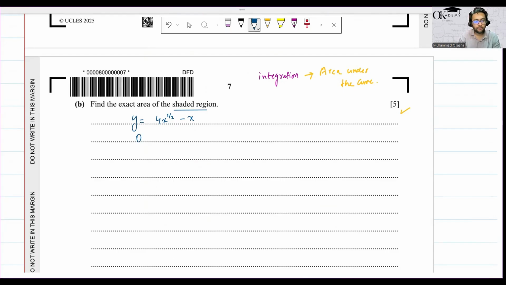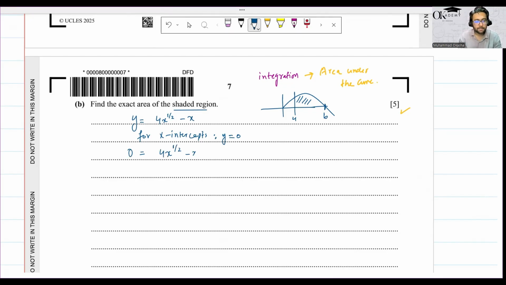So for the x-intercept, we know that this is a, which was 4, and this is what we're looking for, b. Okay, so this is the x-intercept. We put y equals 0. Remember, for x-intercept, we put y equals 0. For y-intercept, we put x equals 0.